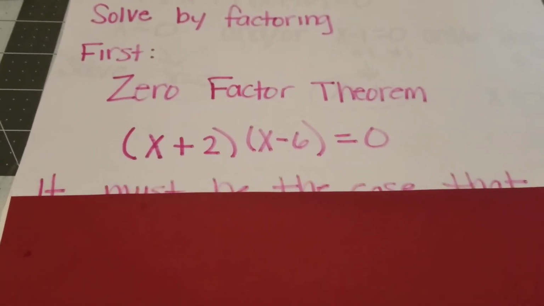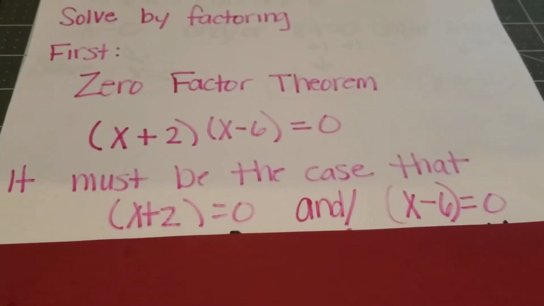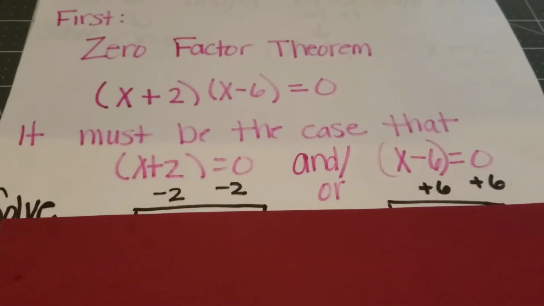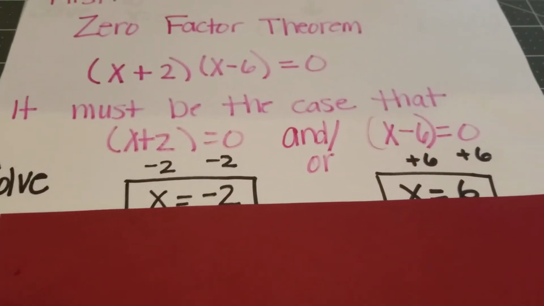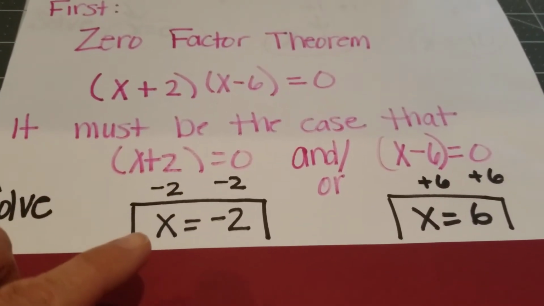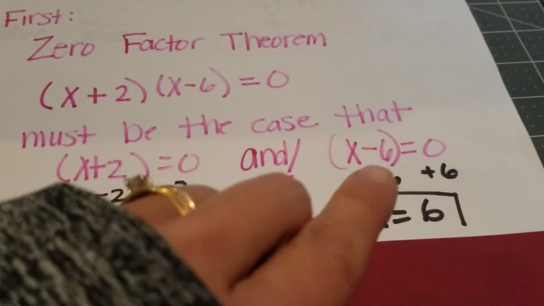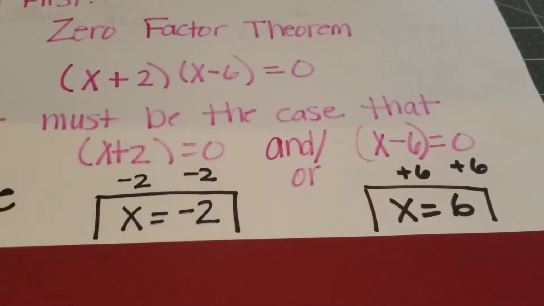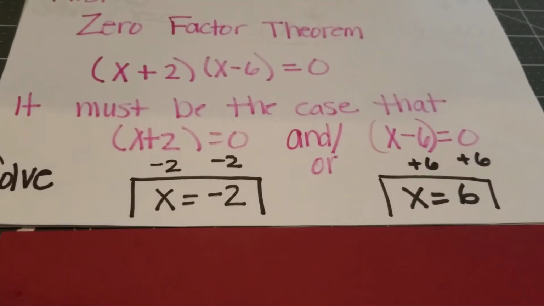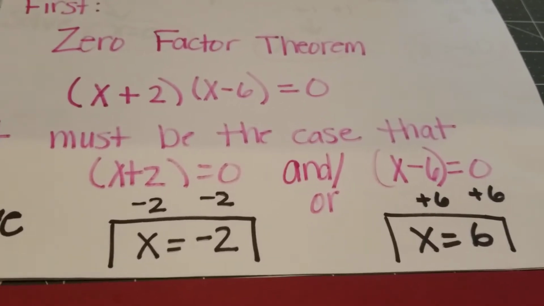Okay, and so what we're going to do, I said it must be the case that either x plus 2 is equal to 0 and or x minus 6 is equal to 0. So then what we do is we go ahead and solve. In the left example, we're going to subtract a 2 from both sides. So we end up with x is equal to negative 2. And then in the right example, we add a 6 to both sides, so x is equal to 6. And so we have two solutions for this equation. X is equal to negative 2, x is equal to 6. So we've solved that equation.